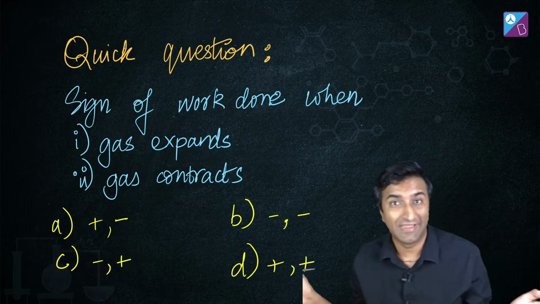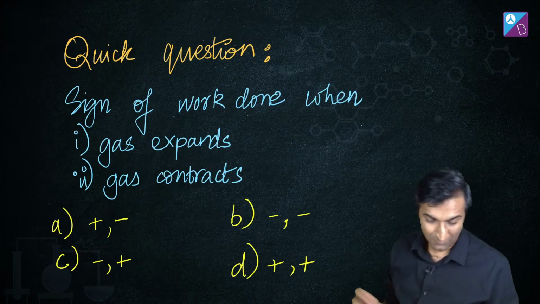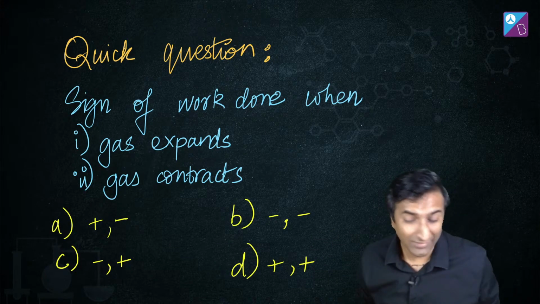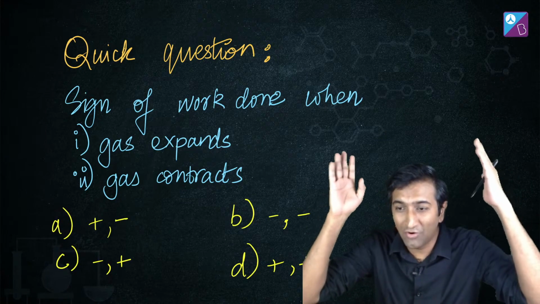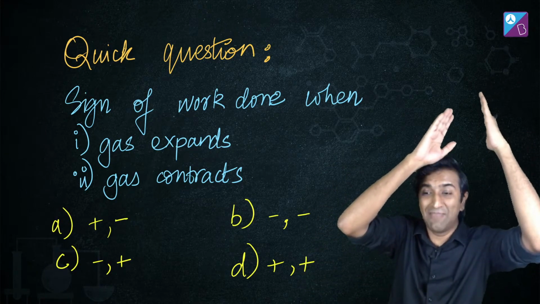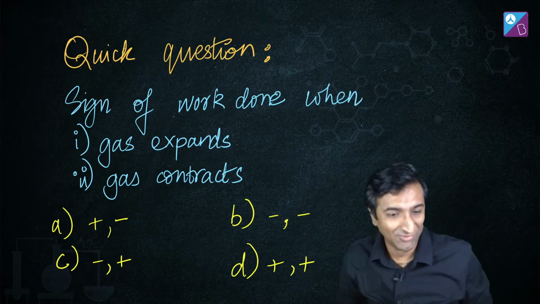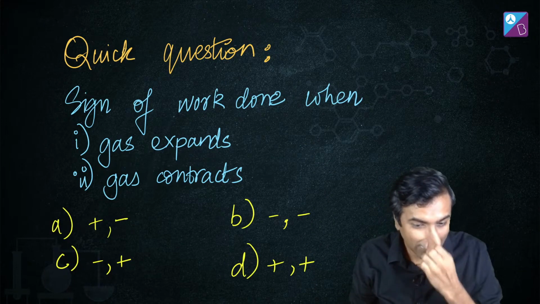What is it? Positive, positive, negative, negative, negative, positive, or positive, positive? बताओ, बताओ, बताओ. Swarit, I am in Byju's. You look at the logo on top of my head right there. It says AB. That's Aakash Byju's. This is the Byju's. Right? All right. Let's go, let's go, let's go.